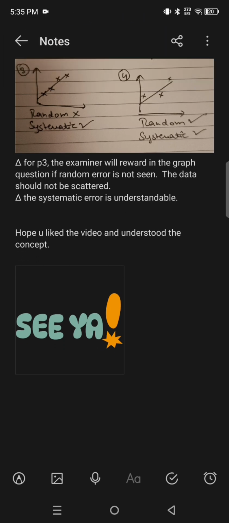The next part says that this graph has both the random and systematic error. The examiner is definitely going to deduct marks in the graph question. So I hope you understood the concept of the errors, their types, random and systematic, precision and accuracy. How do you find if the data is precise? By calculating the range. And I hope you liked the video and understood the concept as well.